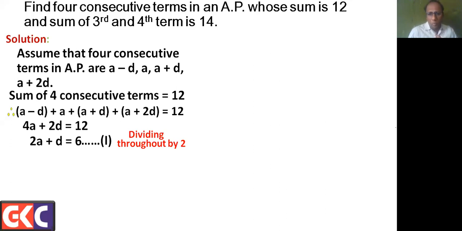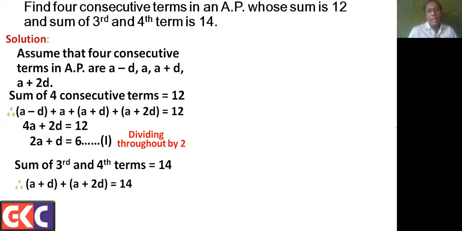Equation number 1. Does it look like something? A linear equation. Yes, this is a linear equation. Now the sum of the third and fourth term, they gave us 14. What was the third term? A plus D. What is the fourth term? A plus 2D. So A plus D plus A plus 2D is 14. From that the equation is 2A plus 3D equals 14. Now you know you can easily solve this linear equation. I'm not solving it over here. You people can easily solve it. You know how to do it, right?